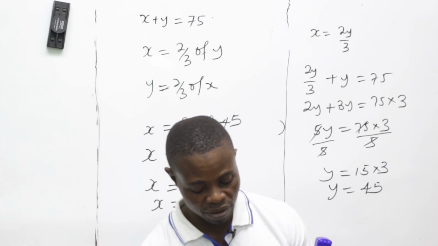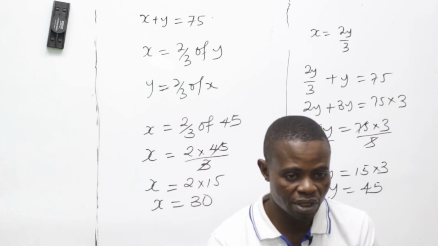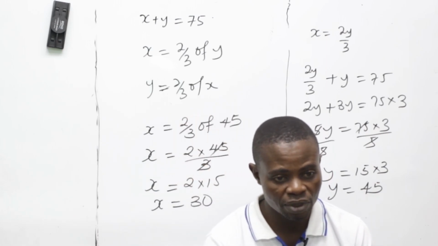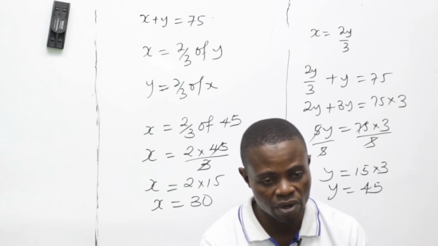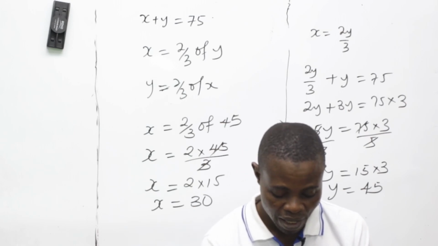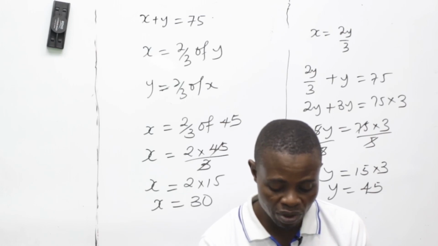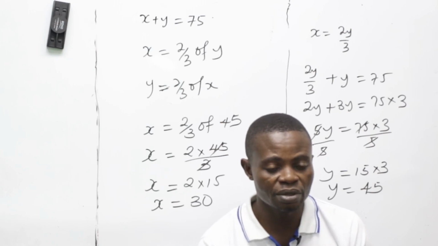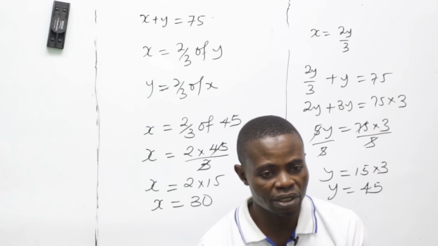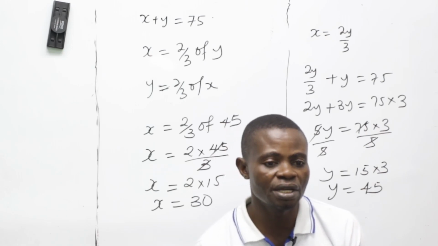Learn how to handle a word problem. Just take it one at a time. Don't be in haste. Try to understand what they're talking about. Then bear it in mind that the end is going to lead you into either simultaneous or what? Quadratic or linear, as the case may be.